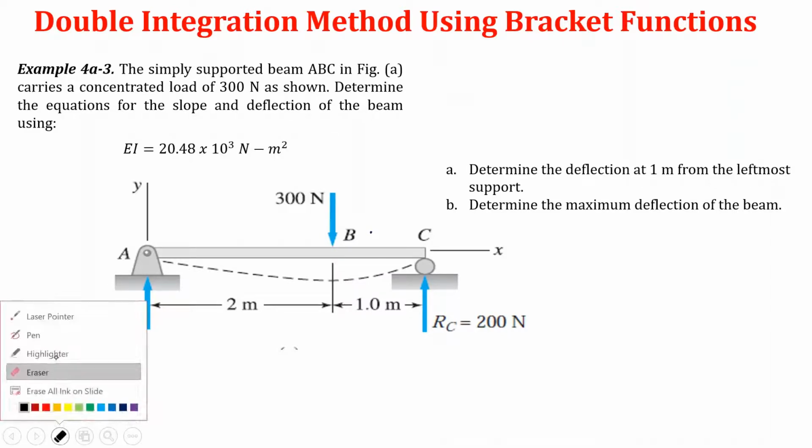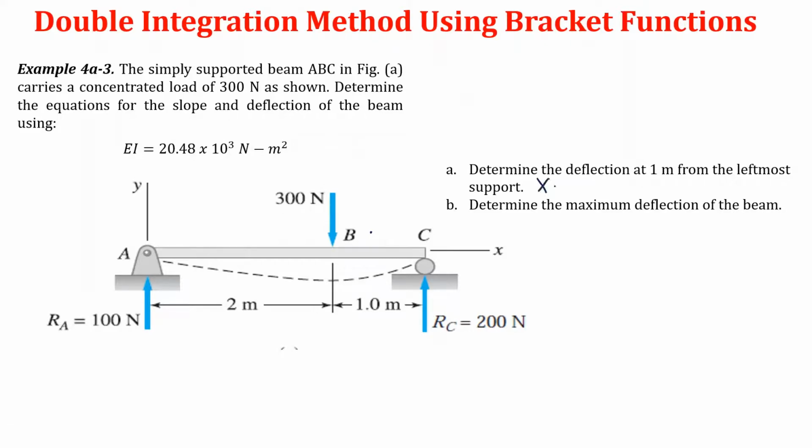The question here is: determine the deflection at 1 meter from the leftmost support. When we say 1 meter from the leftmost support, that is just x equal to 1. And then also, determine the y max. Of course, where the concentrated load is applied, there is the y max. Therefore, x is 2. When x is 2, there we find the y max.